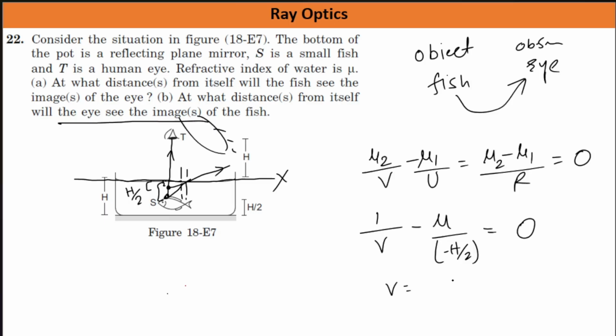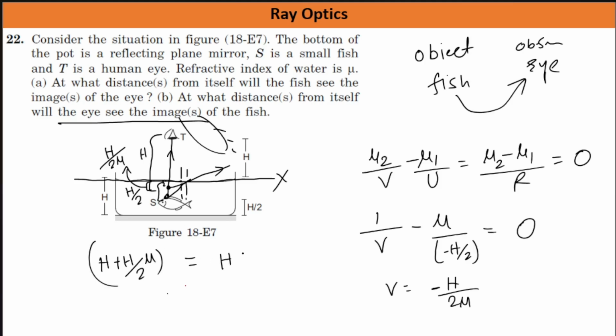So v is equal to how much? V is equal to h by 2 mu with a negative sign. The negative sign indicates that the image formed is on the side of the object. So this height is h by 2 mu. Now see, where will the eye see it? From the interface it is h by 2 mu, from the eye it will be h plus h by 2 mu.